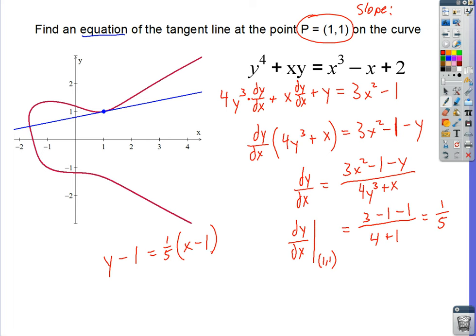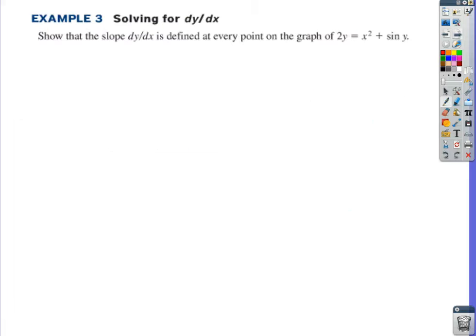All right. Well, let's do what's next. Okay. Show that the slope dy/dx is defined at every point on this graph. Okay. So again, with this one, with everything with a y in it, you want to treat it like a chain rule. So this first one here, it's 2y. Take the derivative, so it's 2 times the derivative of y, dy/dx.